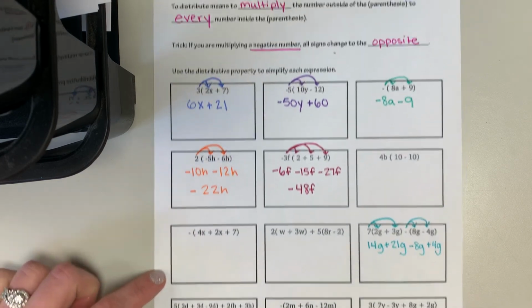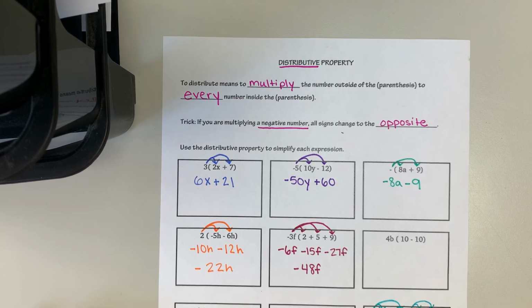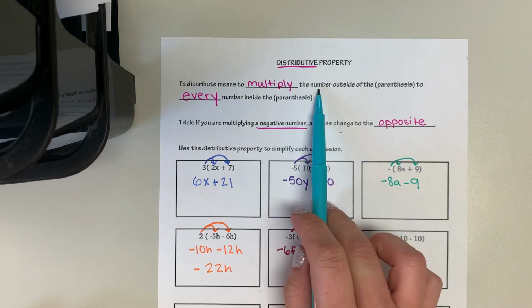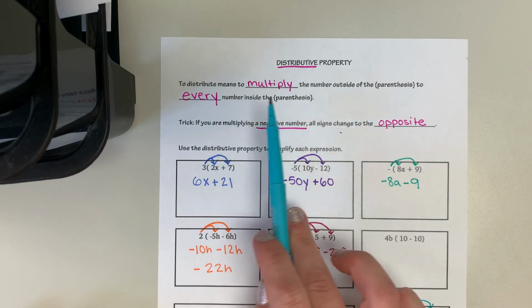Go ahead and finish this sheet and continue to practice. Remember, multiply the outside number by everything in the parentheses.